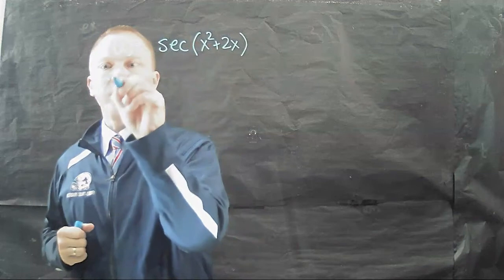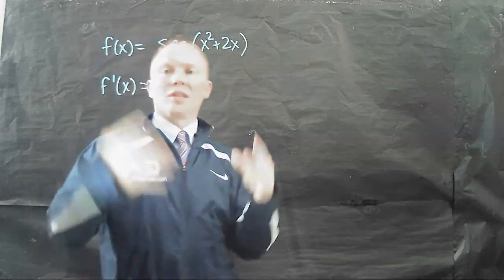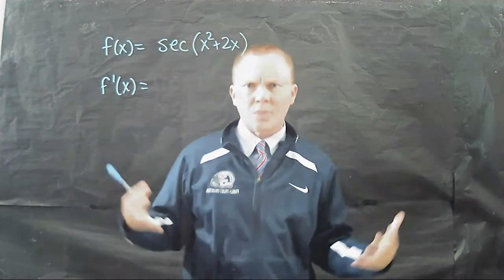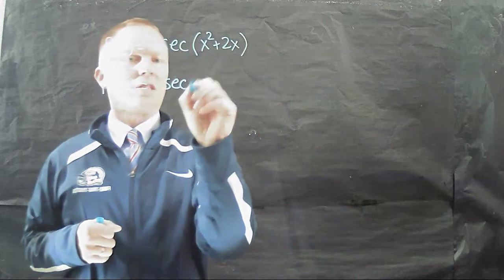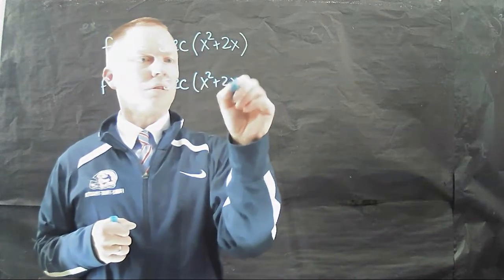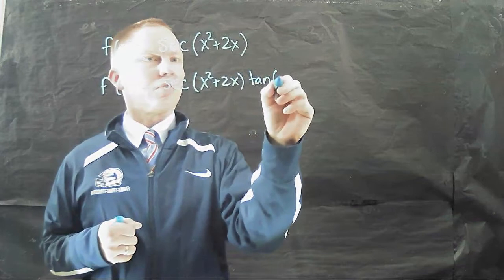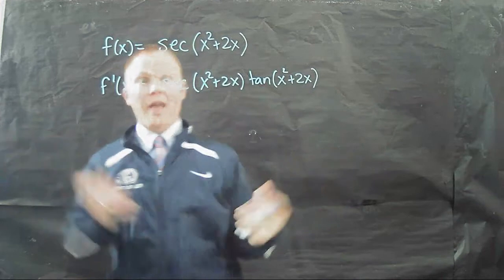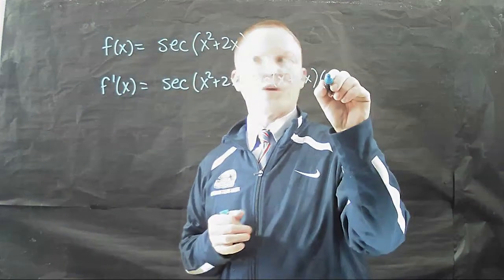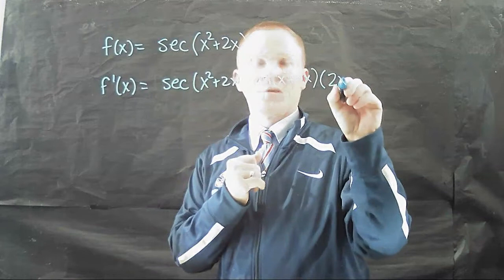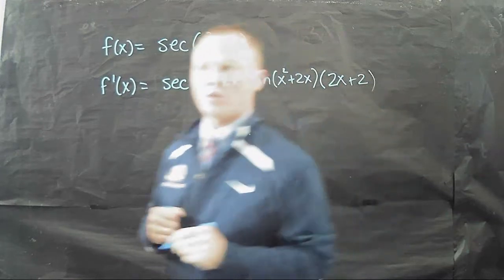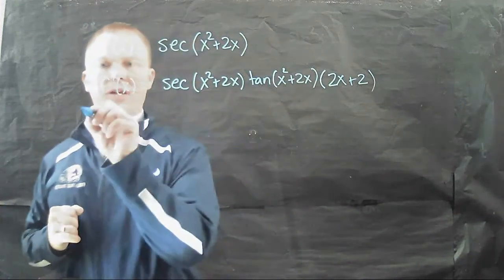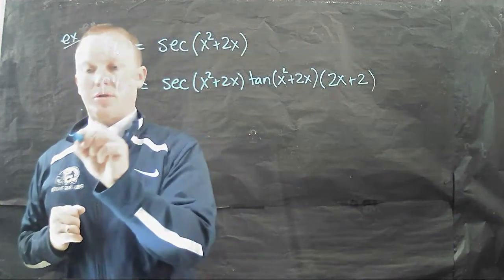Okay, so we're going to take the derivative of this. So we're going to take the derivative of the whole thing. So you have to think, what's the derivative of secant of something? Well, it's secant of the something, tangent of the something. Okay, so that's the derivative of the whole thing. And then we're going to multiply by the derivative of the something. So what's the derivative of the inside? 2x plus 2. Okay? Derivative of the whole thing times the derivative of the inside. So that's an example. Let's try another one.